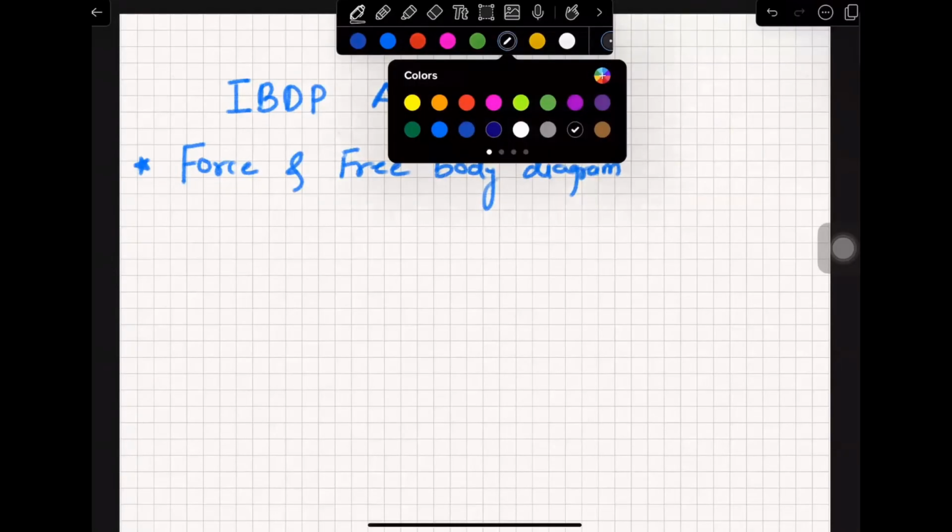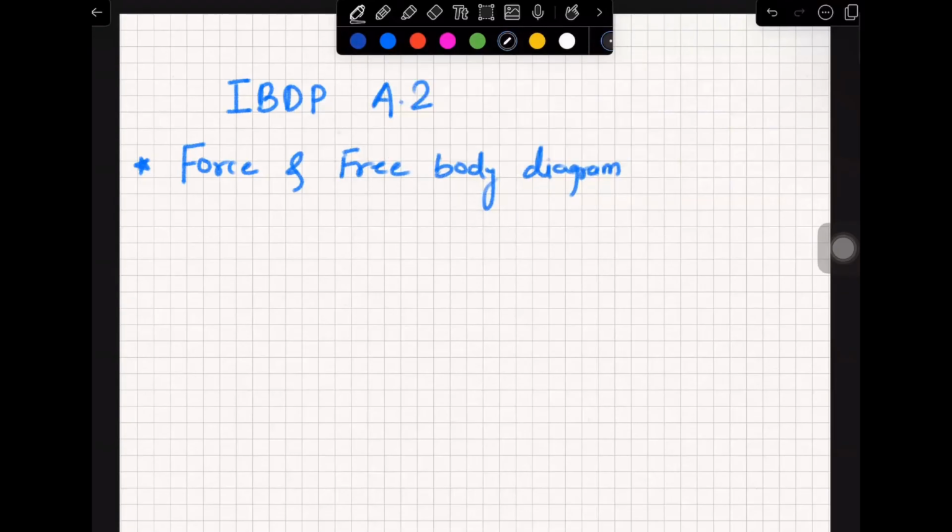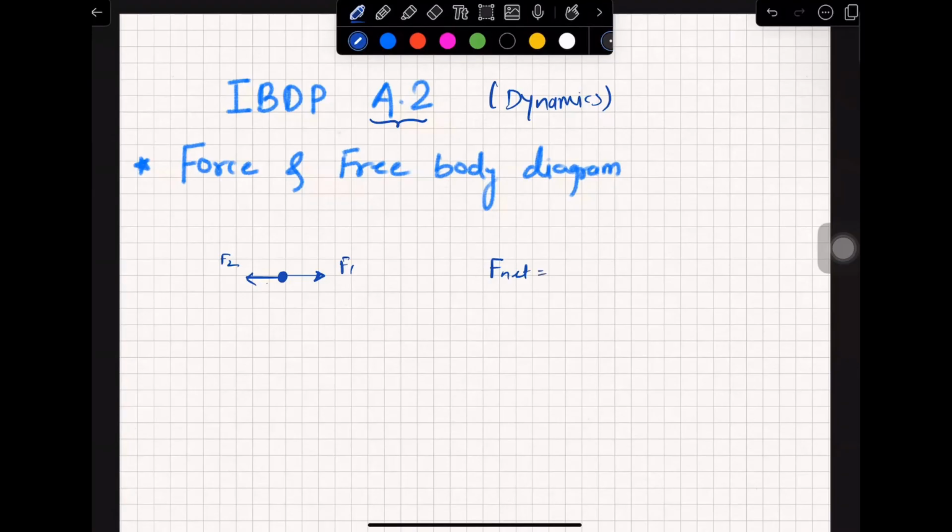Hello. So in today's class, we'll learn about force and free body diagrams. In IBDP A2, this is all about dynamics. In dynamics, we study the motion of an object under the influence of forces. Let's say there are two forces, F1 and F2, acting on it. Then we calculate the net force on this object using Newton's second law.